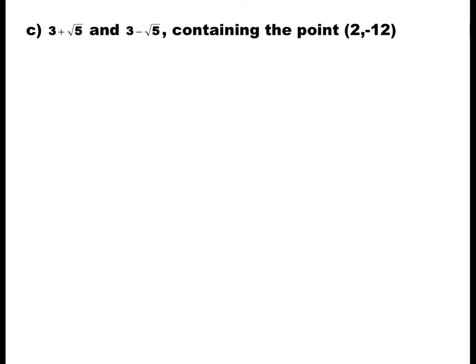The next example is a little bit more complicated. Remember, as I mentioned before, in this course, you are not supposed to simplify square roots by using your calculator. You just leave the square root the way it is. We have a quadratic function which has two zeros, 3 plus square root of 5 and 3 minus square root of 5, and goes through the point (2, negative 12).